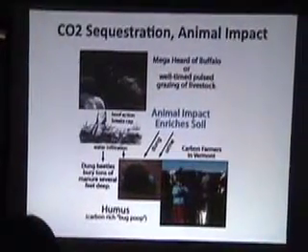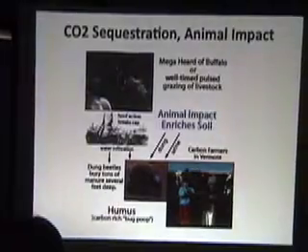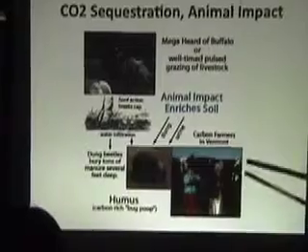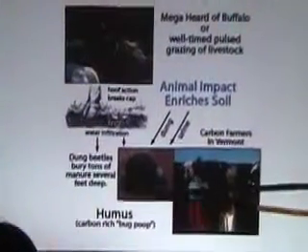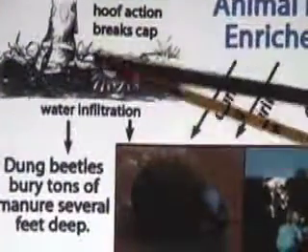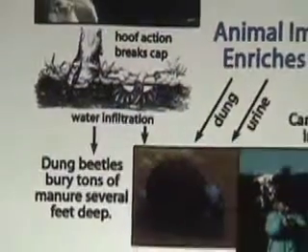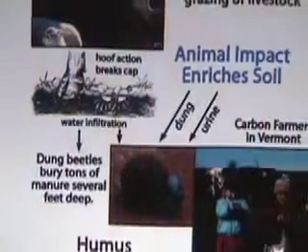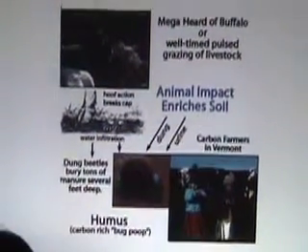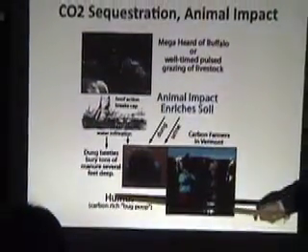We've got hoof action, we've studied a lot of this. A mega herd of buffalo or well-timed pulsed grazing. Animal impact enriches soil. Well, here's the dung beetles. And the dung and the urine goes into the system. And we thought, well, they put a lot of carbon into the ground. And this makes bug poop, humus. In the 1980s, we were trying to figure out what soil was, and they discovered that it was largely bug poop. And so they called it an official word, humus.